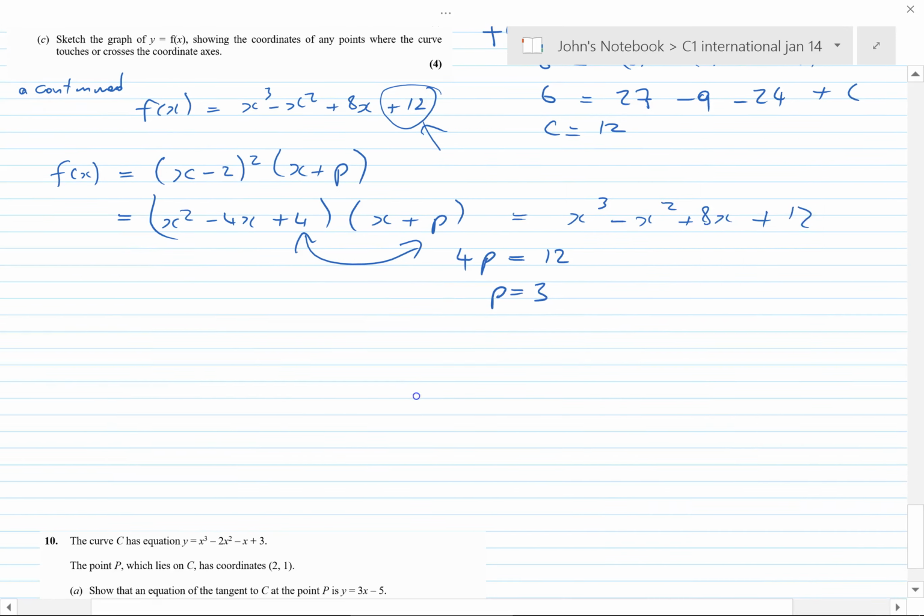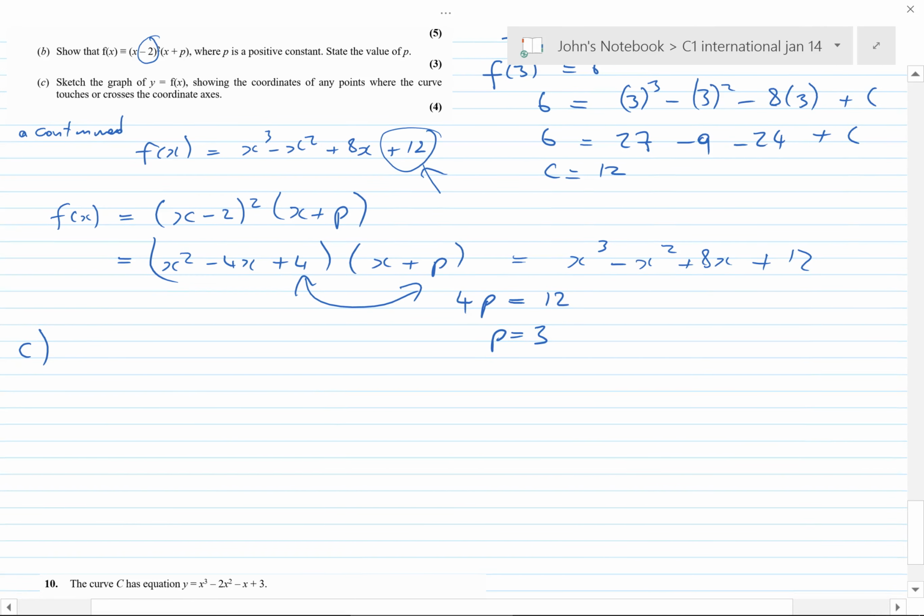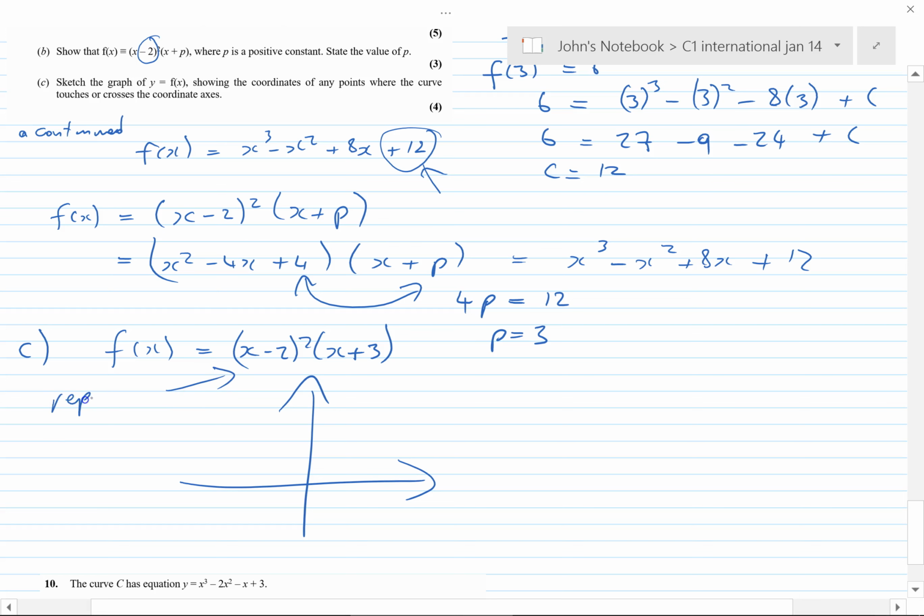And then finally, a nice bonus really, once we've got the factorized form, we've now got all the factors to this. So we now know, this is repeated, so that means it touches. Okay, we know it's doing this because it has a positive term in x cubed.